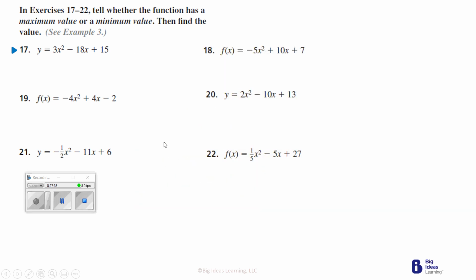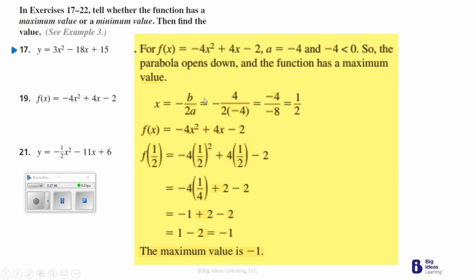Okay? Let's go to number 19. Number 19, it's a negative in front. So this is going to be a parabola that arcs like this, which means it's going to have a maximum value. Okay? And once again, we're going to take our formula. We're going to replace B with 4. We're going to replace A with negative 4. 2 times negative 4 is negative 8. A negative times a positive is negative. A negative divided by a negative is a positive. And 4 over 8 is the same as 1/2.